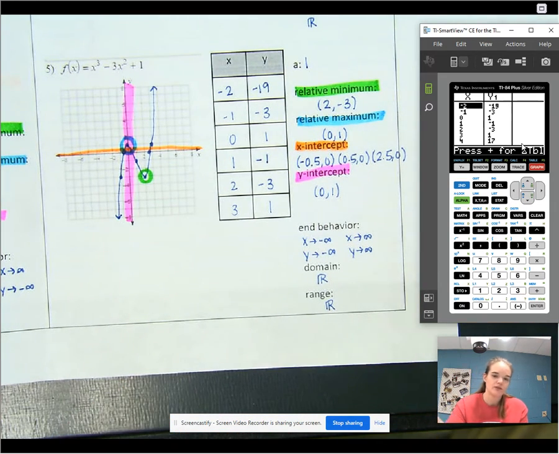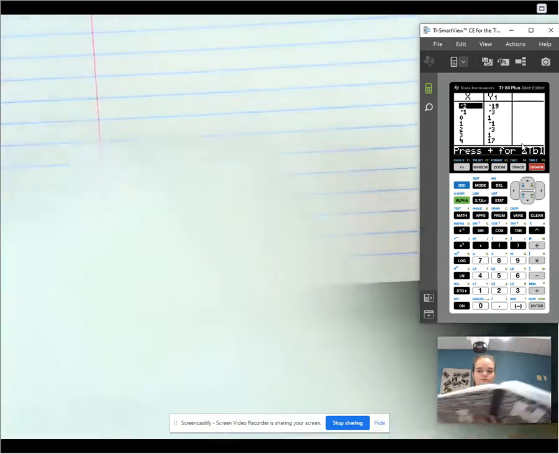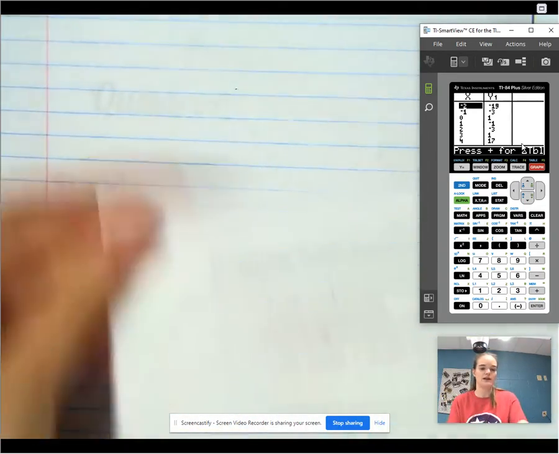We are gluing this in your notebook on page 58. You will do homework now over cubic functions. We will do square root tomorrow. This goes on page 58 of your notebook.